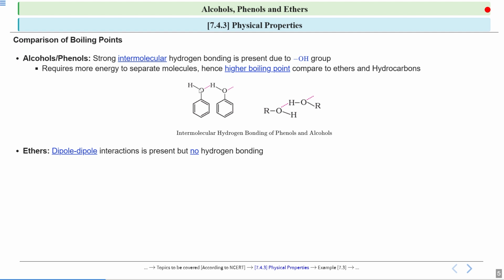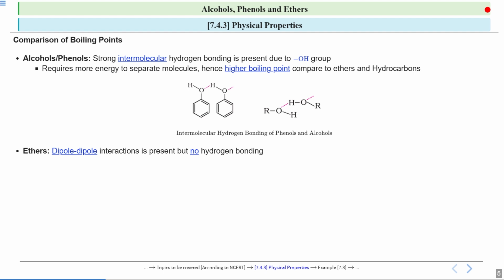Now if I talk about ethers, I hope you remember the structure of ethers. In ethers, what is there? There is oxygen in between, and to the oxygen, the right and the left side has alkyl or aryl groups. So this is how ether looks like. Now the alkyl or aryl group can be the same on both sides, that is, it can be methyl on both sides, or it could be different, like on one side there could be methyl and on the other side there could be ethyl. So this is the structure of ethers.